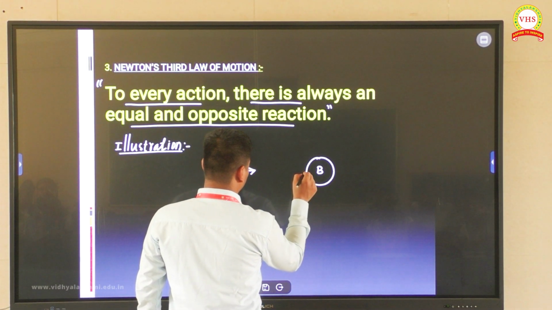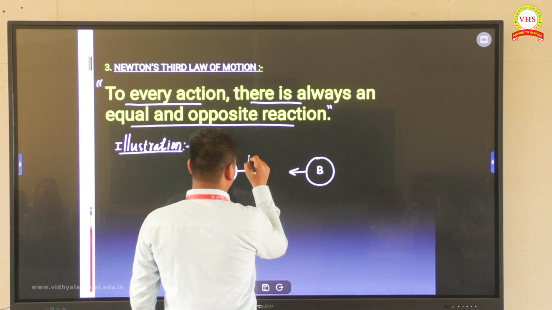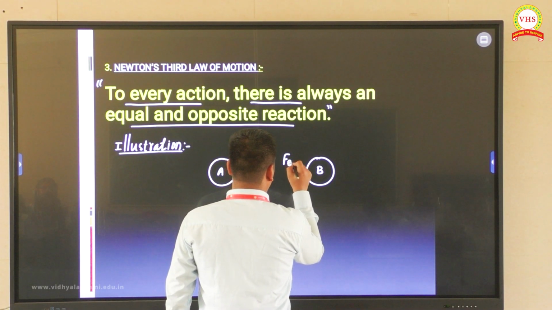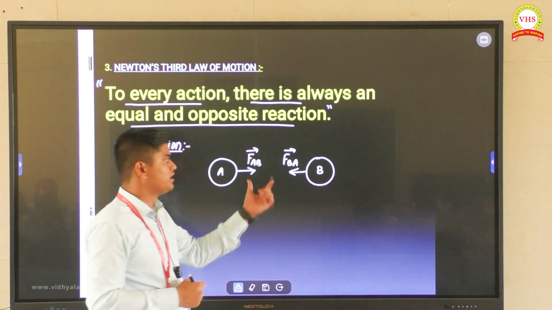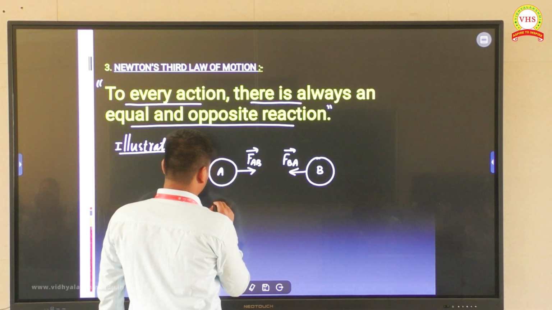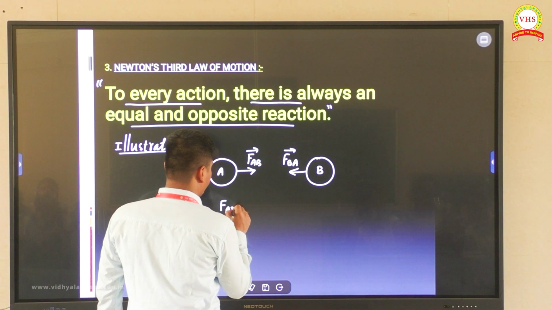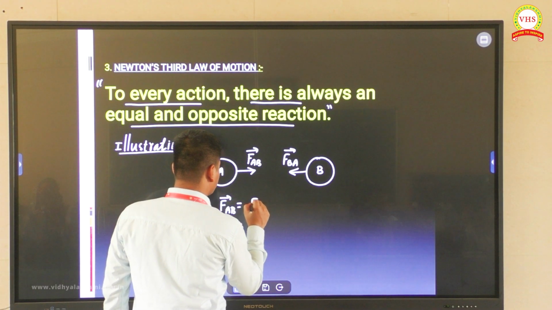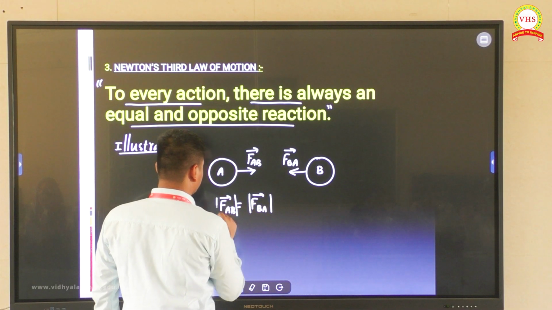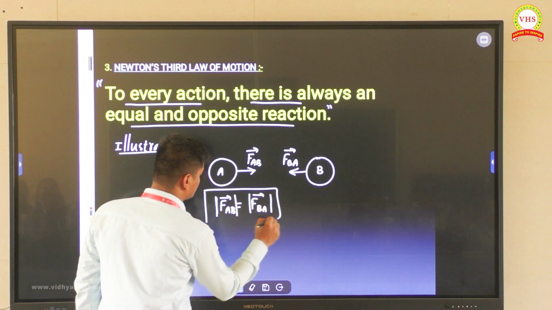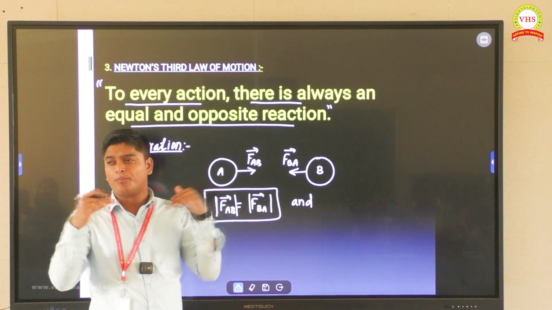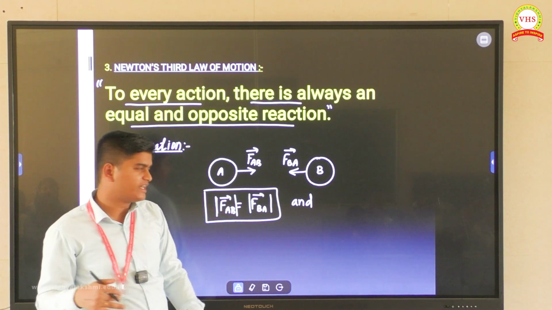So now see here. Suppose these two objects are attracting each other. This is the force on A due to B. Here is the force on B due to A. Like that it is there. They are attracting each other. Now what is happening here? The force AB will be exactly equal in magnitude to force BA. Magnitude wise they both will be equal. And listen, you can see here they both are in opposite direction.